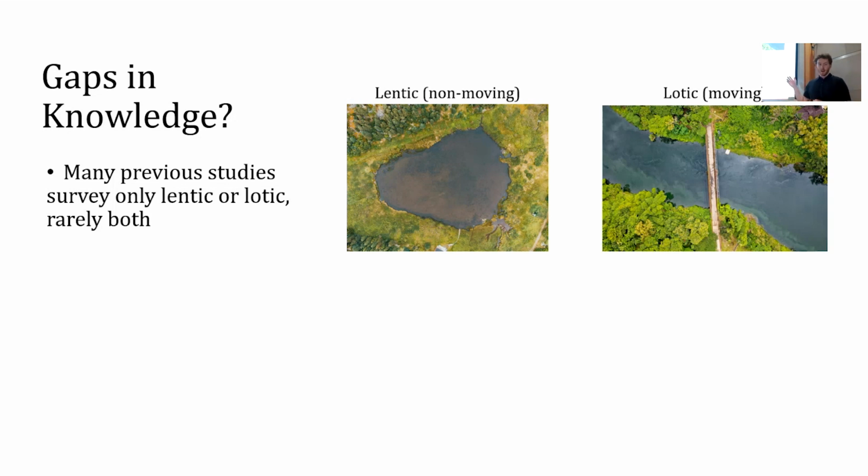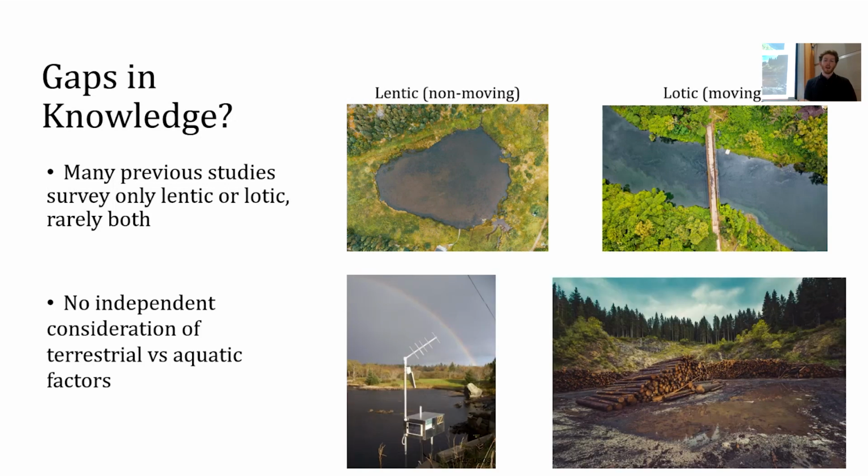And again, most studies that address semi-aquatic mammal occupancy rarely do so in looking at both of these types of water bodies. And then as far as I'm aware, there's been no independent consideration of how terrestrial versus aquatic factors influence where you might find these species. This is simply important because these areas are managed for different goals and purposes. So for example, aquatic systems are often managed for water quality and/or the vegetation that you might find there, and terrestrial systems are often managed for land use.